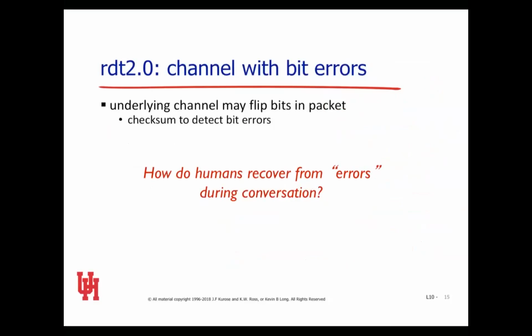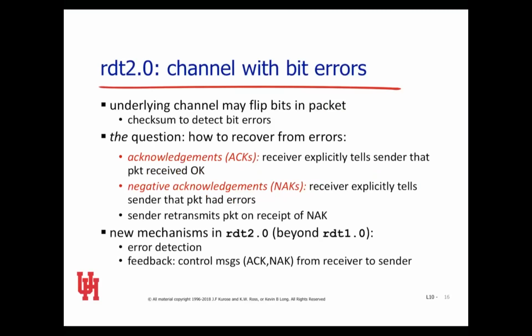Okay, so the problem is underlying channels, of course, may flip bits in packets. So how do we recover from errors during conversation? We'll ask for you to repeat it. Excuse me, I'm sorry, could you say that again? What was that? So the question is, how do we recover from errors on the network?